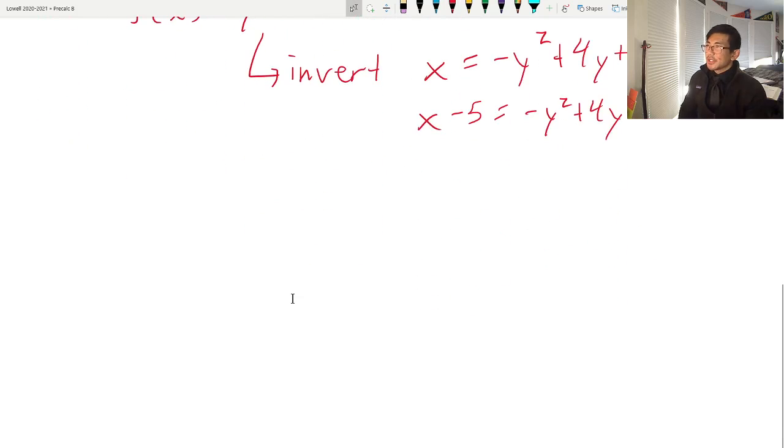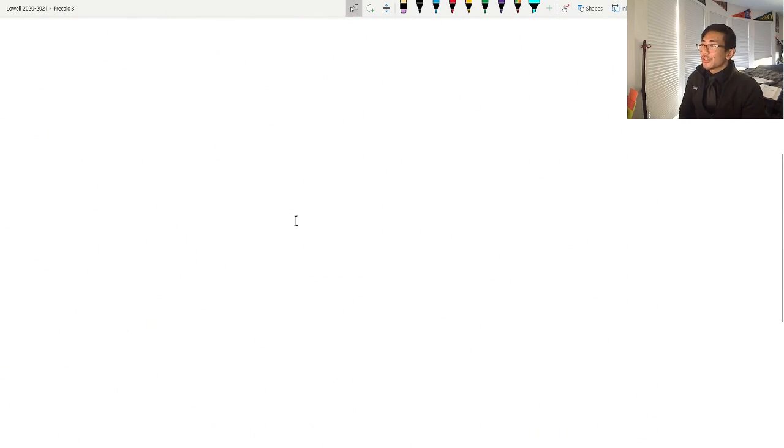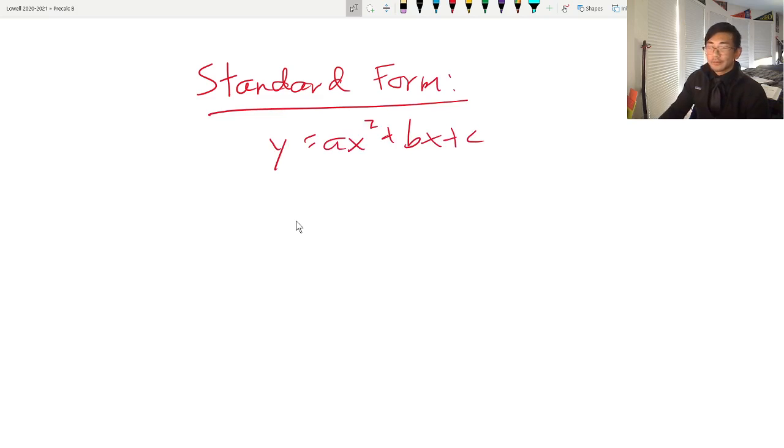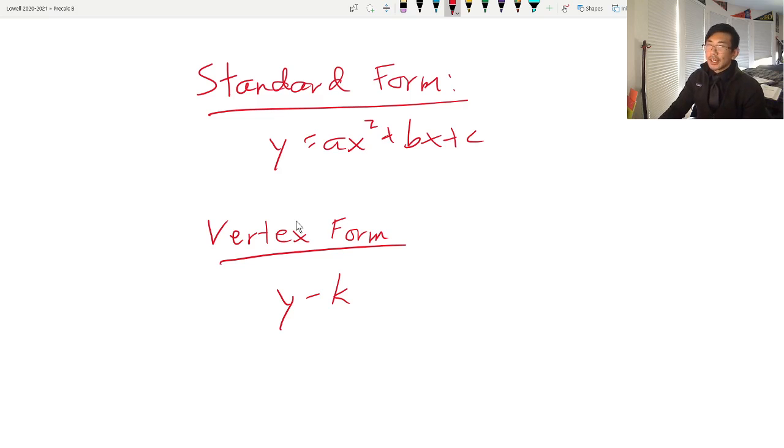The reason I want to do that is because if I have a parabola in vertex form, so I'm going to scoot you over here. Again, here's a parabola in standard form: y equals ax squared plus bx plus c. In vertex form, you have y minus k, and this is how I write it. Some teachers will move the k to the other side, and that's fine. Equals a times x minus h squared, where h and k is the vertex.